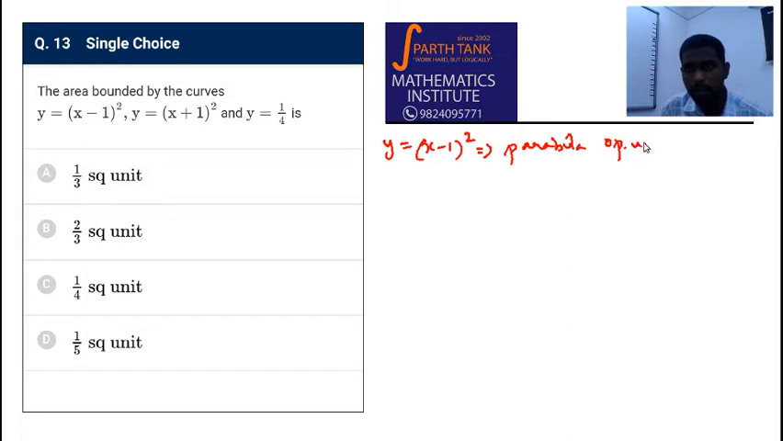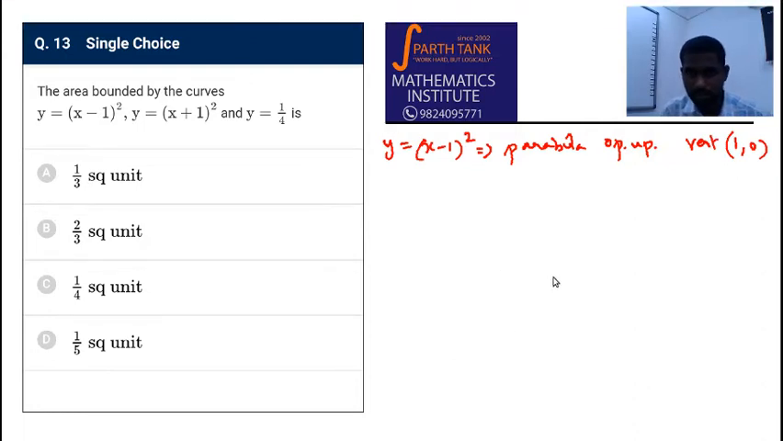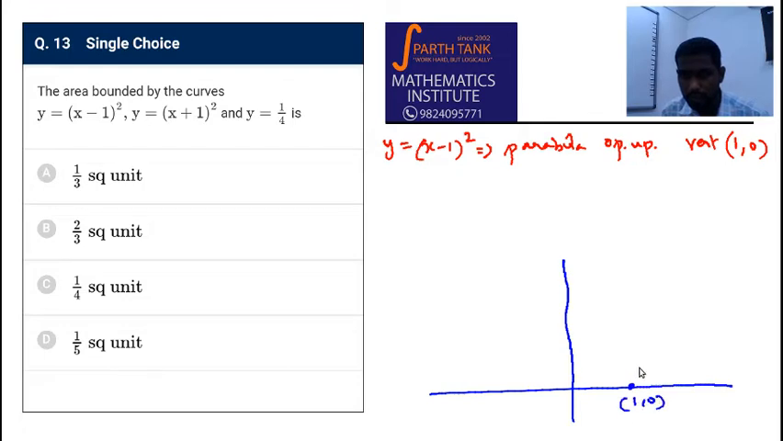open upward, vertex 1, 0, right? Therefore, if I draw this, if this is 1, 0, I have a parabola that is open upward, that will also pass through, at x is 0, it will be 1. So this point is 0, 1.